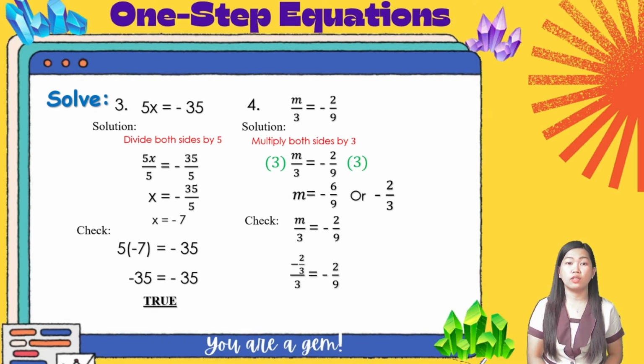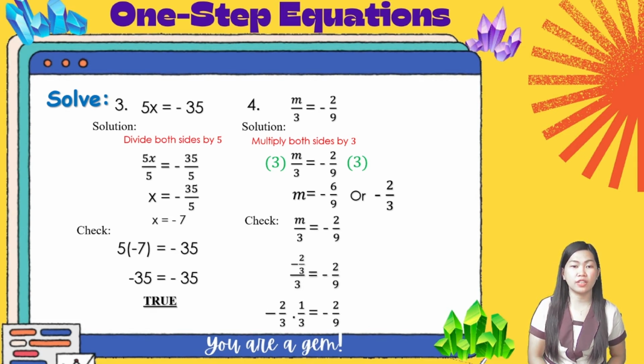By substitution, substitute the value of m, which is negative 2/3, to the original equation, m over 3 is equal to negative 2/9. So negative 2/3 over 3 is equal to negative 2/9. Multiply negative 2/3 times 1/3, since the reciprocal of 3 is 1/3, is equal to negative 2/9. We got negative 2/9 is equal to negative 2/9, which makes our equation true. Therefore, our answer, m is equal to negative 2/3, is correct.